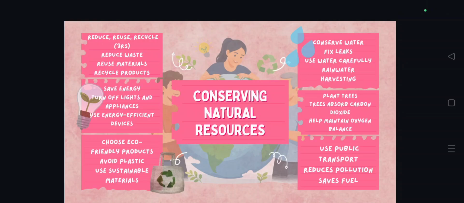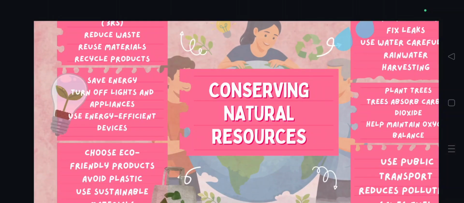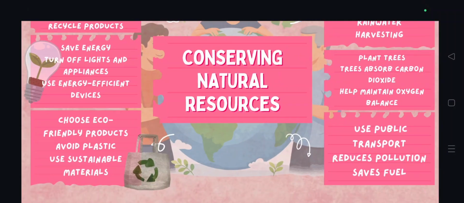So what are the ways in which we can conserve natural resources? First is, of course, we have learned this: reduce, reuse and recycle, the 3 R's, which will help us reduce waste, reduce materials and recycle products. Second is saving energy, like turning off lights when we're not using them, using energy efficient devices. These are some very small steps that we learned when we were kids, and these help us save natural resources to a level.